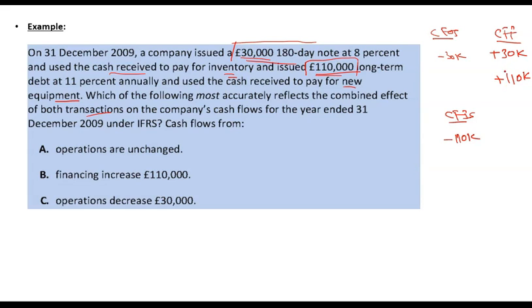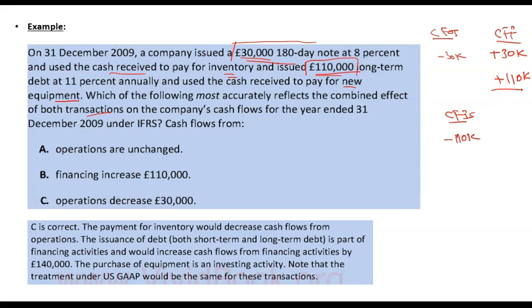So overall financing will increase by 140, operations will decrease by 30, and investing will decrease by 110. So from these answers, operations unchanged, no, operations are minus 30,000. Financing increases 110, no, it increases by 140. Operations decreases 30,000, C is correct. So decrease in operating cash flows by 30,000. That should be your answer.